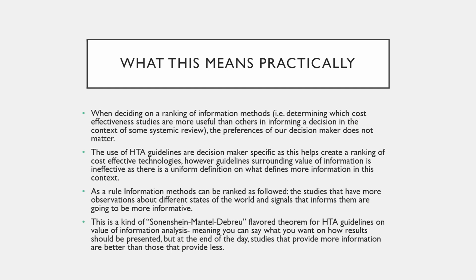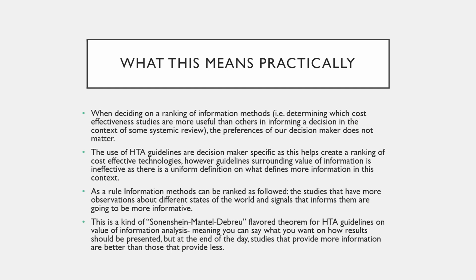Now, what this means practically is that when deciding on a ranking of information methods, such as determining which cost-effectiveness studies are more useful than others in informing a decision maker's decision in the context of, say, some systematic review, the preferences of our decision maker do not matter. The use of HTA guidelines is decision maker specific, and this helps them rank the cost-effectiveness of different technologies. However, guidelines surrounding the value of information analysis are going to be ineffective as there's a uniform definition of what defines more information in this context.